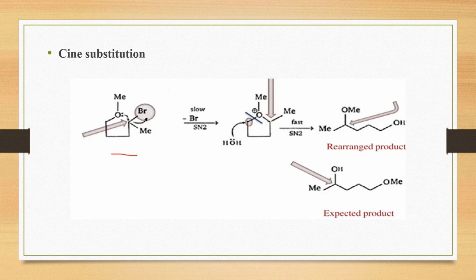For example, in this case, we have the leaving group bromine here. When bromine is getting removed, there will be stabilization of the charge by this oxygen lone pair to form this intermediate. Now the attack was supposed to be at this carbon because the bromine was attached there, but because of the stabilization of the charge, oxygen will attack this carbon, as a result of which we are getting a rearranged product as compared to the expected product. If there was no oxygen here, then the OH would have attacked here only. So this is a result of the neighboring group, that is, the participation of this oxygen lone pair. So this is another consequence of NGP.